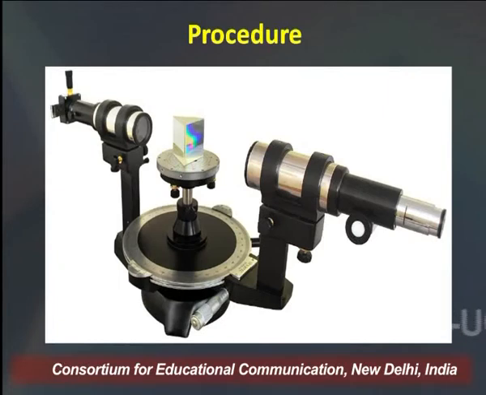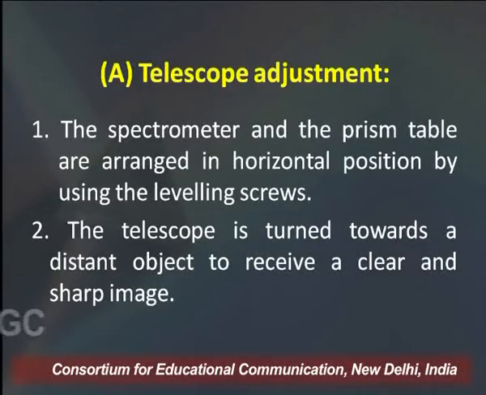What is the procedure to perform this experiment? As in this experiment we calculate the refractive index and the angle of the prism, first we do the telescope adjustment on the spectrometer. We arrange the prism table in a horizontal position by using the leveling screws or the spirit level. We use the leveling screws to adjust the horizontal positions of three parts: the collimator, the prism table and the telescope. They must all be at the horizontal level.